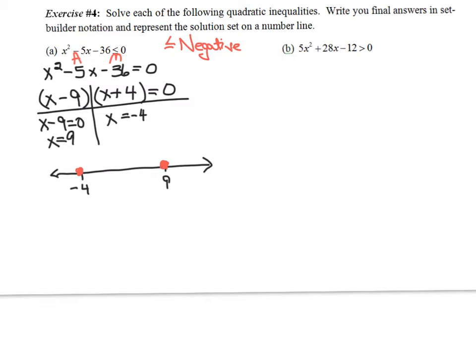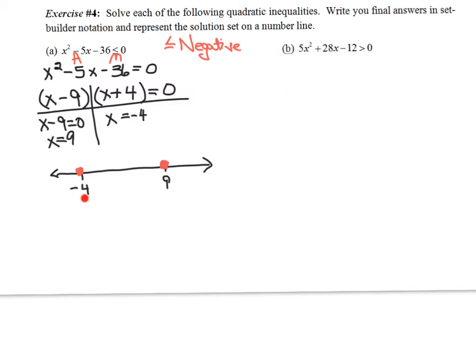Now we want to pick test points in each interval and test them in our inequality. Sometimes it's easier to test them in the factored form of the inequality. So for example, if I am testing -5, when I try -5 for x, -5 minus 9 is a negative answer. -5 plus 4 is also a negative answer. Negative times negative gives me a positive answer. I wanted negative, so I'm not going to color that section.